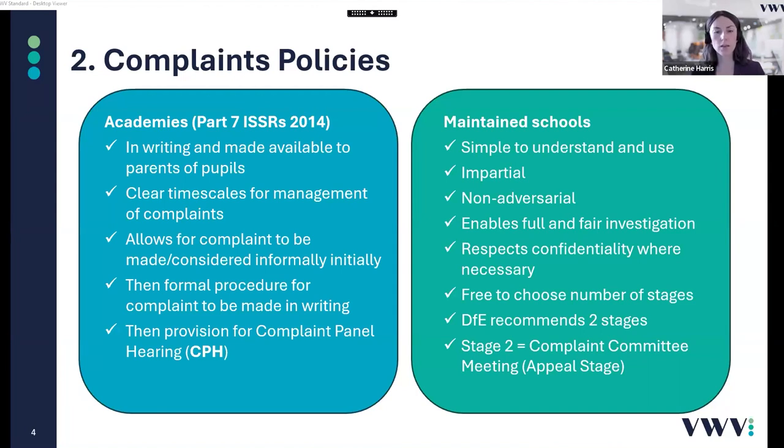For a maintained school, the Independent School Standards regulations don't apply, and there are less strict requirements for a maintained school's complaints policy, but they must still be simple to understand and use, impartial, non-adversarial, enable a full and fair investigation, and it must also respect confidentiality where necessary. And unlike for an academy, for a maintained school, they are free to choose the number of stages that make up their complaints procedures. But the Department for Education recommends at least 2 stages, and that would be a formal stage and then a complaint committee meeting, which is made up of the governing body.